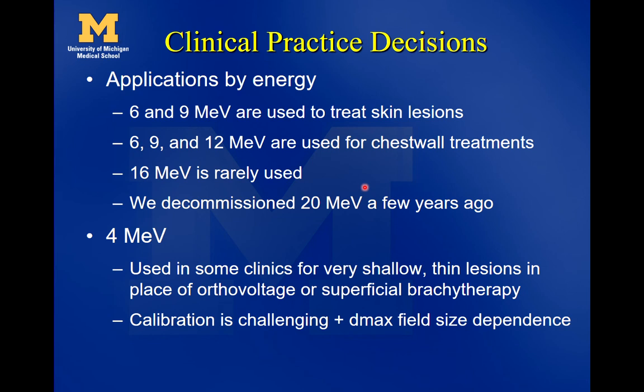It's basically been taken over by VMAT. We decommissioned our 20 MeV a few years ago. It was very rarely used, and in this day of VMAT treatments, it basically hadn't been used at all. One of the advantages of decommissioning a beam is we don't have to QA it anymore. Some machines will have a 4 MeV electron beam. It's used in some clinics for very shallow treatments, thin lesions, in place of orthovoltage or superficial brachytherapy. Calibration of these low energy beams can be challenging because of Dmax and field size dependent issues.